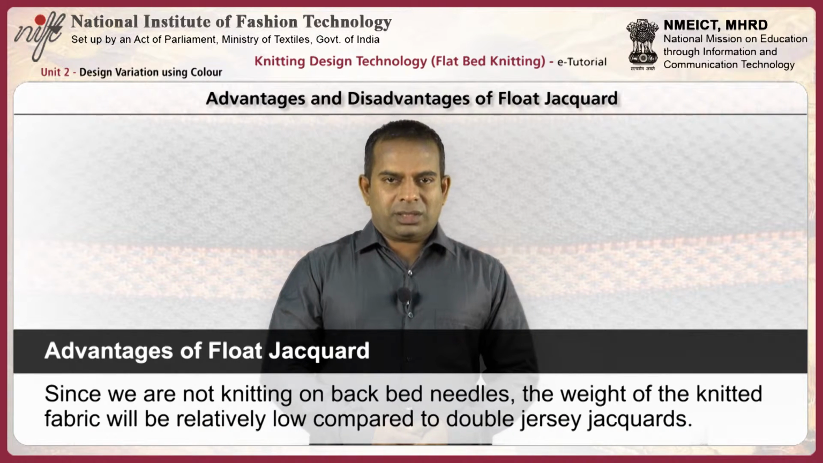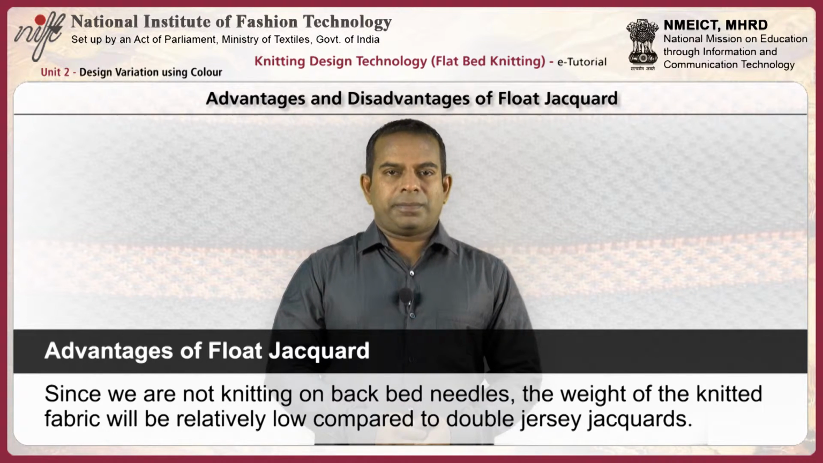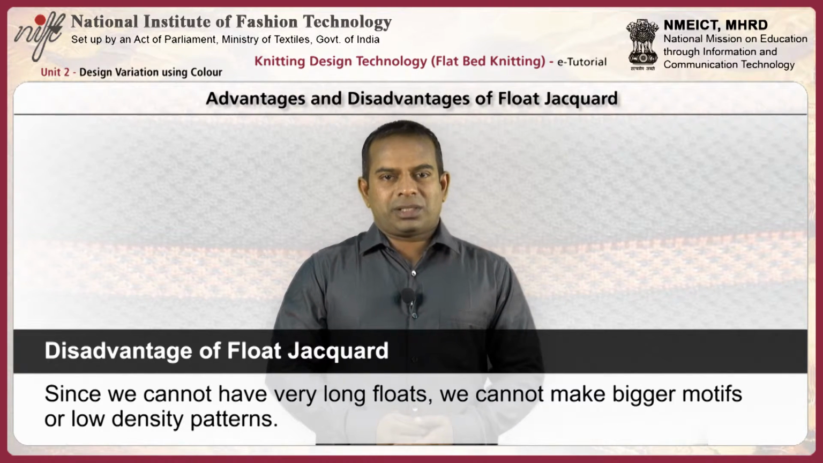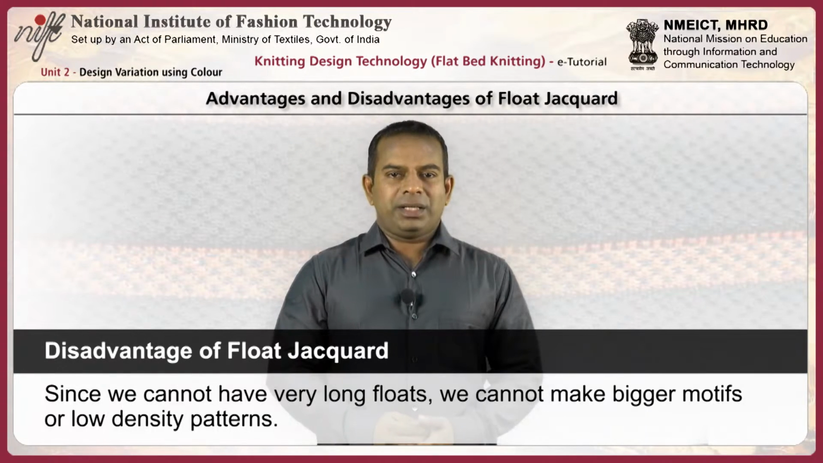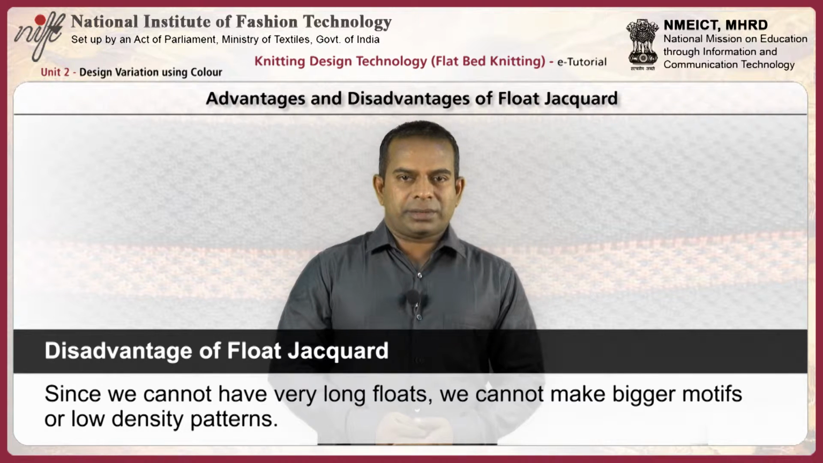Advantages of float Jacquard. Since we are not knitting on back bed needles, the weight of the knitted fabric will be relatively low compared to the double jersey Jacquard. Disadvantages of float Jacquard. Since we cannot have very long floats, we cannot make bigger motifs or low density patterns.